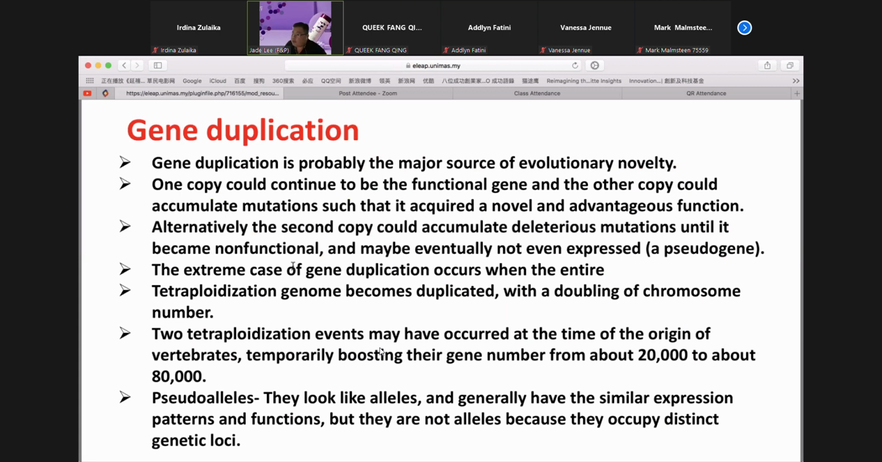So the extreme case of the gene duplication occurs when the entire genome becomes duplicated with a double of the chromosome number, the tetraploidization. So 2 tetraploidizations may even occur at the time of the origins of the vertebrates. Okay.